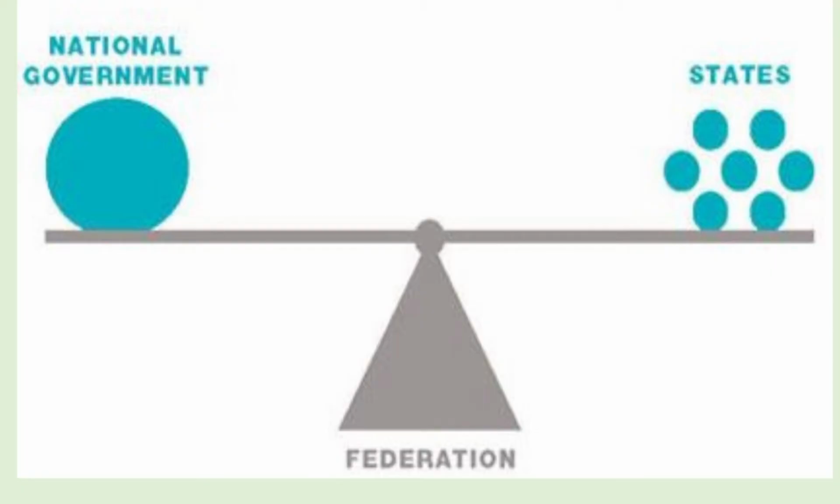The national government is more powerful. That power is distributed to different states. This is a federation, an agreement to distribute the power.